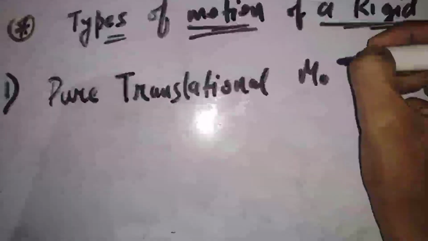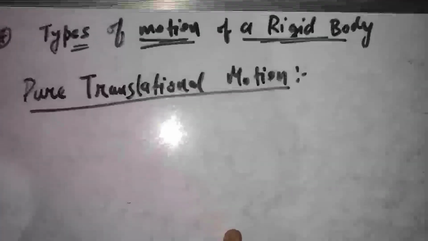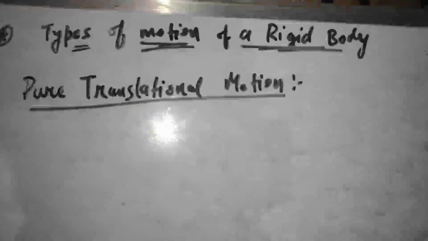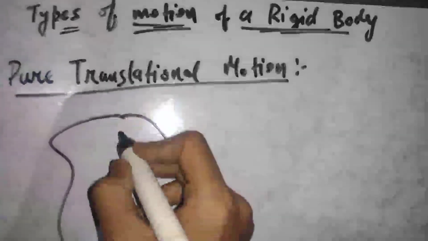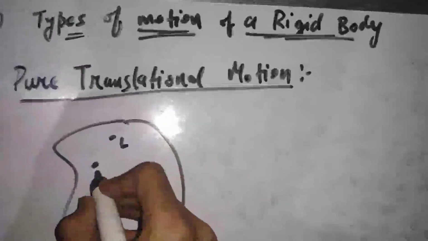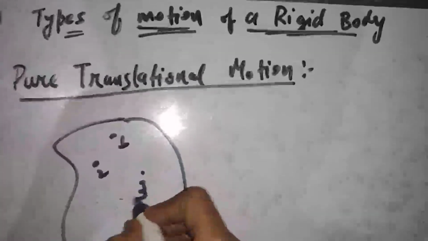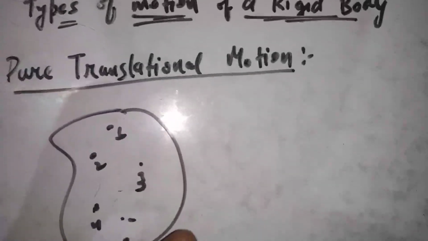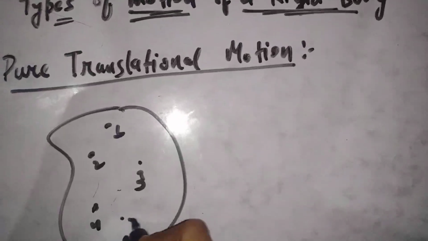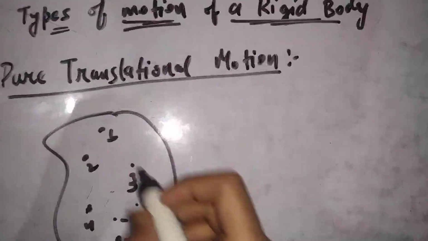Pure translational motion. This is the first type of motion a rigid body can perform. Let's say this is particle number 1, this is particle number 2, this is particle number 3, this is particle number 4, and this is particle number n. There are n number of particles.